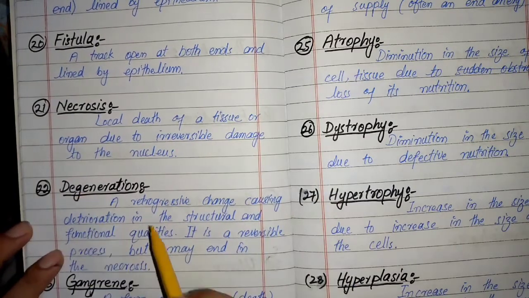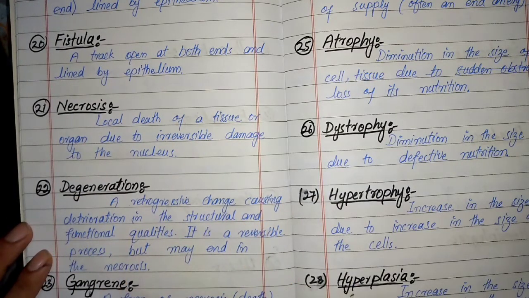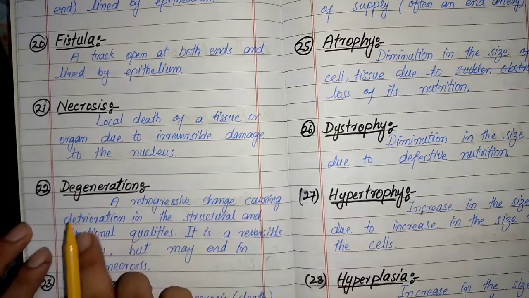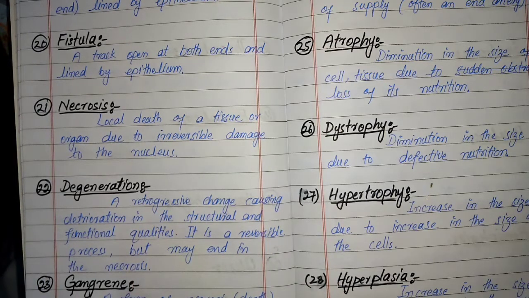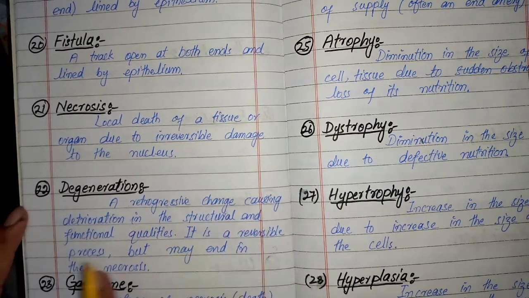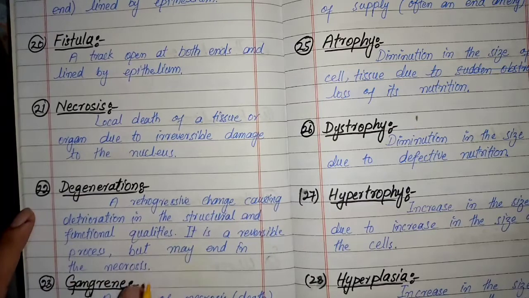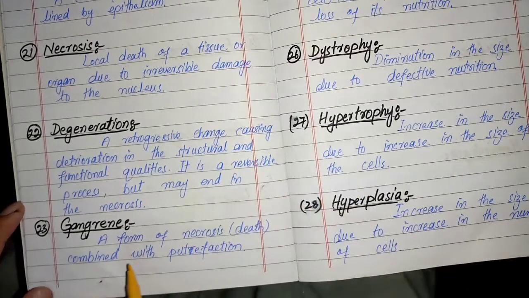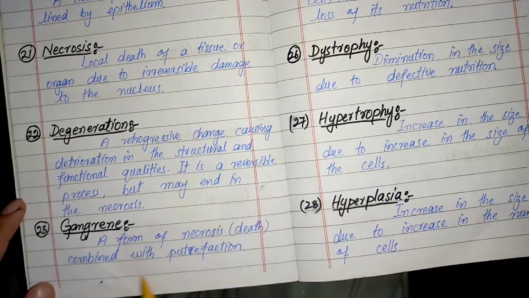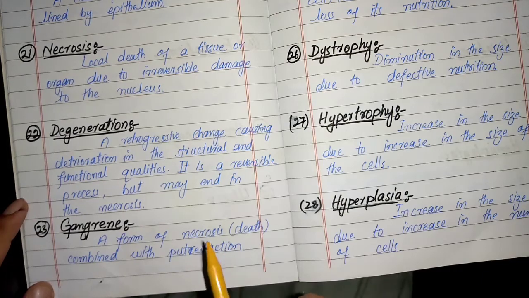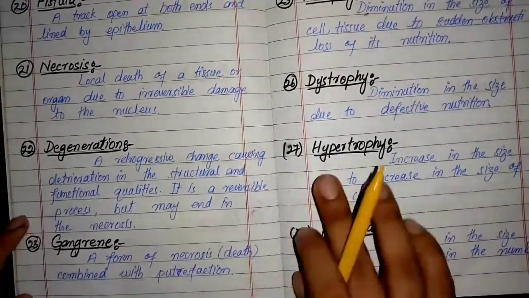What is degeneration? It is a retrogressive change causing deterioration in the structural and functional qualities. Whenever there is a regressive change in the nucleus or the cells or any tissue which causes reductions in the structural and functional qualities of the tissue or cell, this is called degeneration. It is generally reversible but may end in necrosis, and eventually in death, right? What is gangrene? Gangrene is a form of necrosis or death combined with putrefaction, right? So this is a part of necrosis.